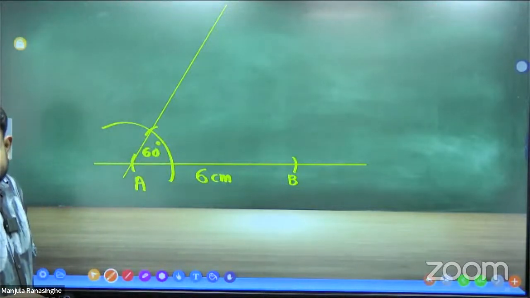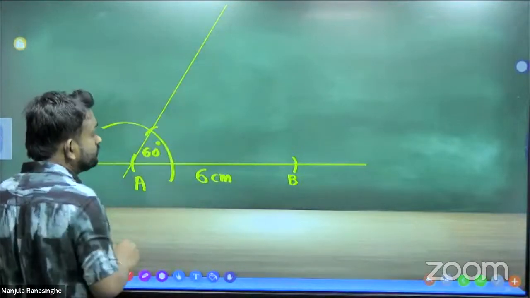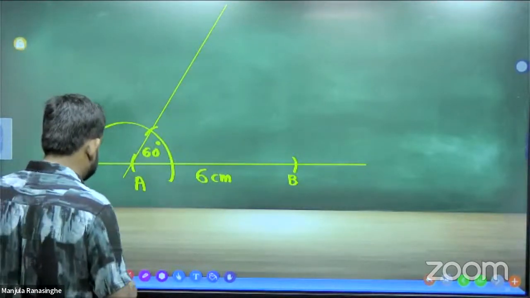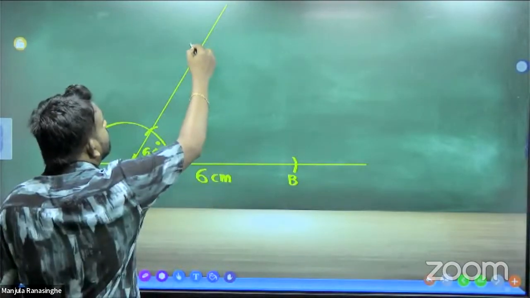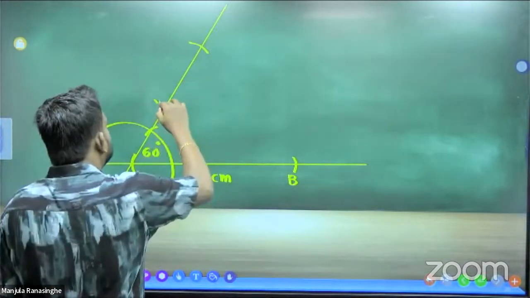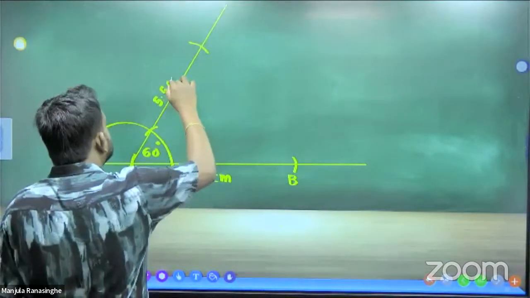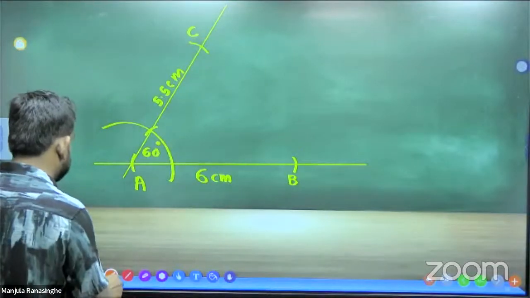Then what they are asking is AC equals 5.5. So you check the 5.5 distance and make an arc here, that is AC having 5.5 centimeters. So this is the point C here. Now you connect B and C.